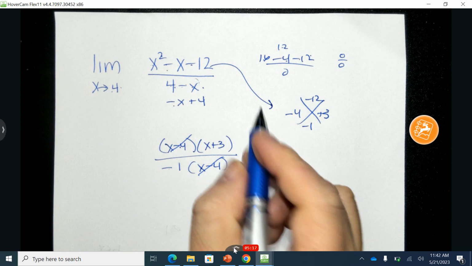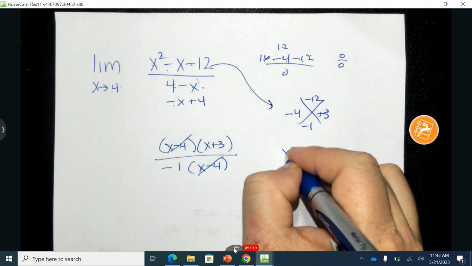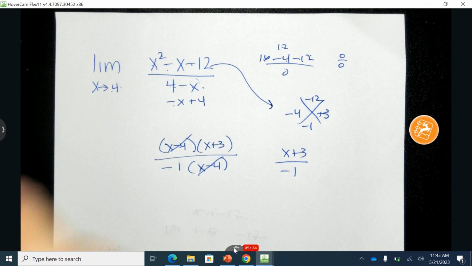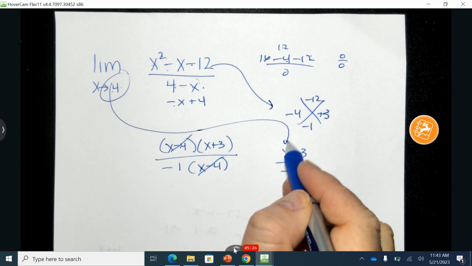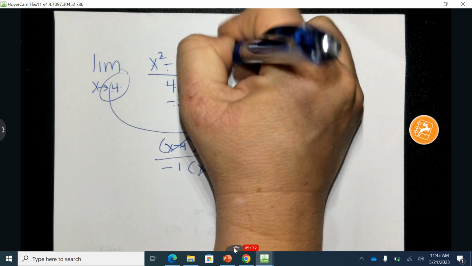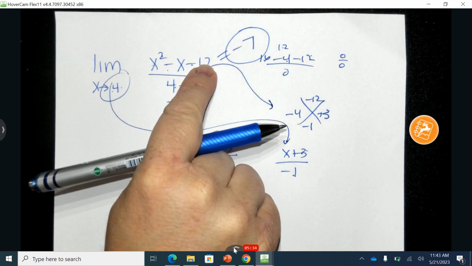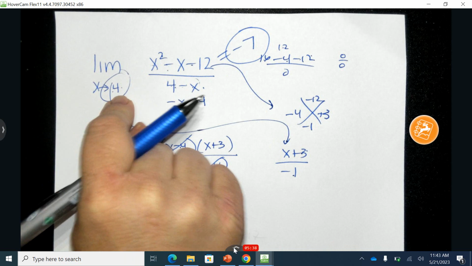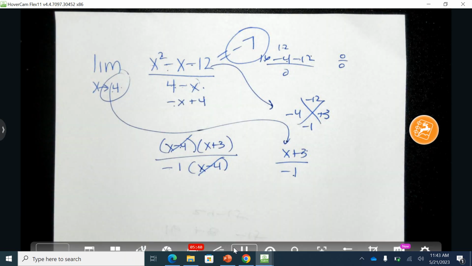These don't just disappear, they simplify into 1, and I'm left with x plus 3 over negative 1. All right, now it's time to take that 4 and substitute it back in. 4 plus 3 is 7. 7 divided by negative 1 is, in fact, negative 7. If we evaluate this original function at 4, as the limit approaches 4, we get an answer of negative 7.